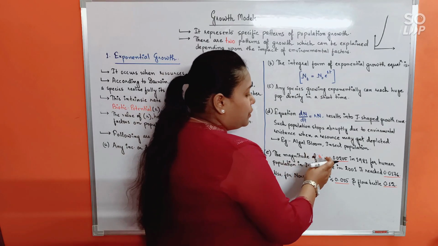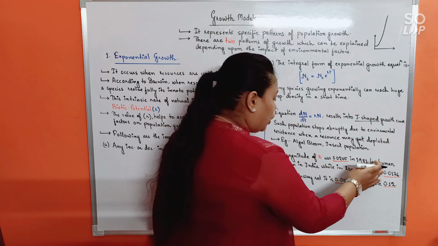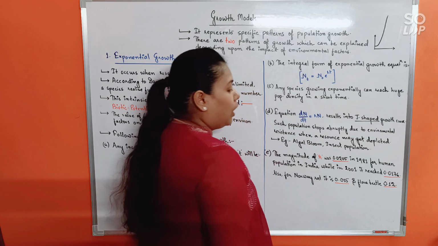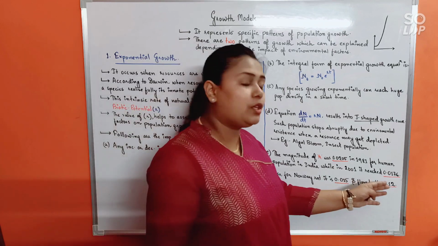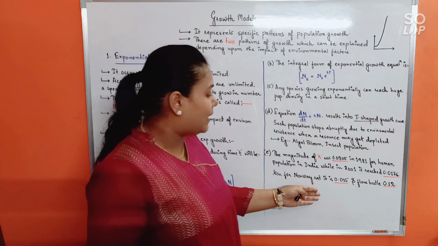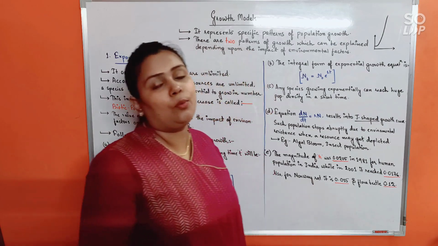Last aspect is the magnitude of r. The magnitude of r was 0.0205 in 1981 for the human population in India, while in 2001 it reached 0.0176. Whereas for Norway rat it is 0.015 and for flour beetle it is 0.12.